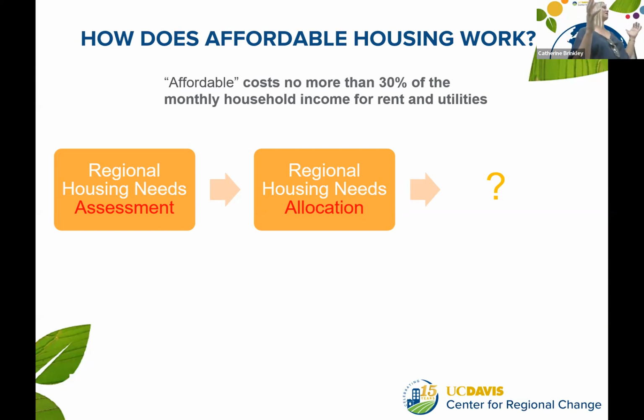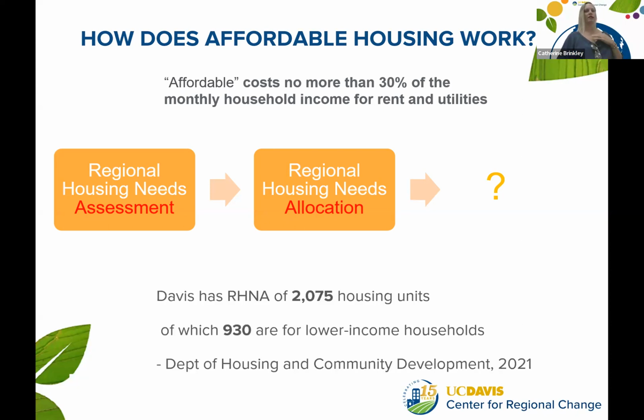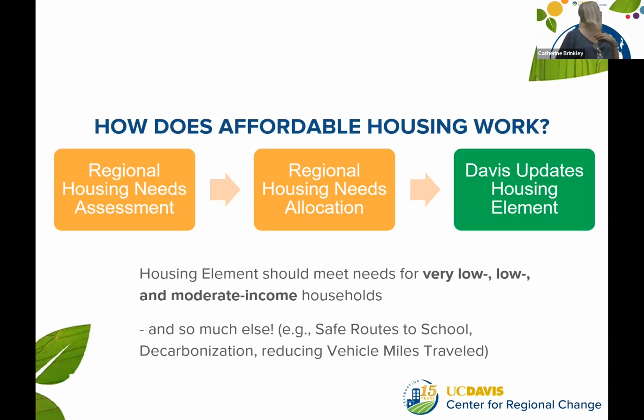So the state recognized that a lot of cities were not building enough housing, and they started to put policies in place. And one of those policies was to have the regional governments assess how much housing needed to be developed and then to allocate that housing need out to local jurisdictions. So you'll have a regional housing needs assessment, that's called a RHNA if you follow housing policy. And then you'll have a regional housing needs allocation, also RHNA acronym. And then what happens? Well, Davis for the latest housing element needed to build over 2,000 new housing units. 930 of those needed to be designated for lower income households. That's per the State Department of Housing and Community Development.